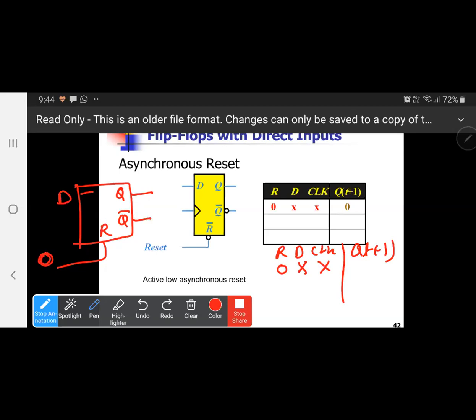Is 0. R is 0 means reset? No. Whenever you give 1, then it will be reset. If R is 0, there is no problem, and the circuit will work normally. It is the memory. You are not giving the clock. If you are not giving the clock and R is... okay, I will write another way. Wait a minute.